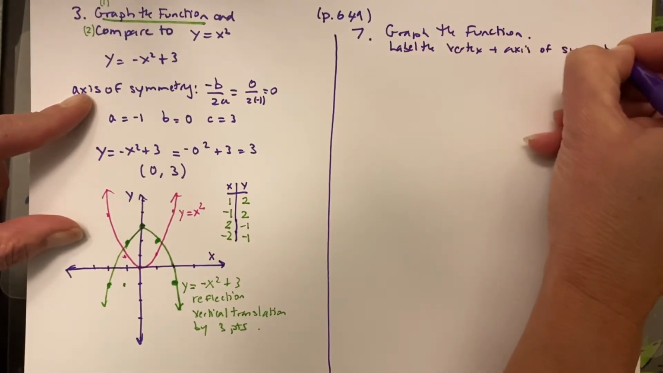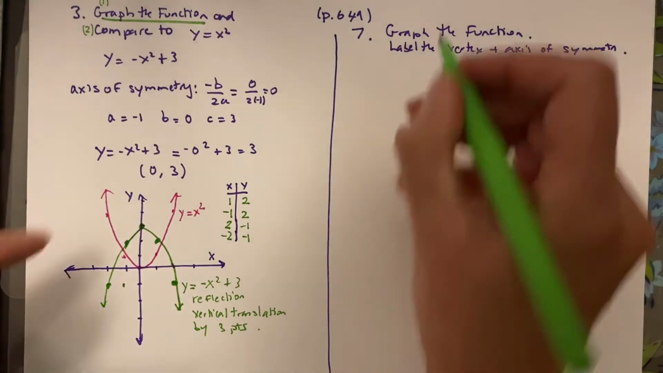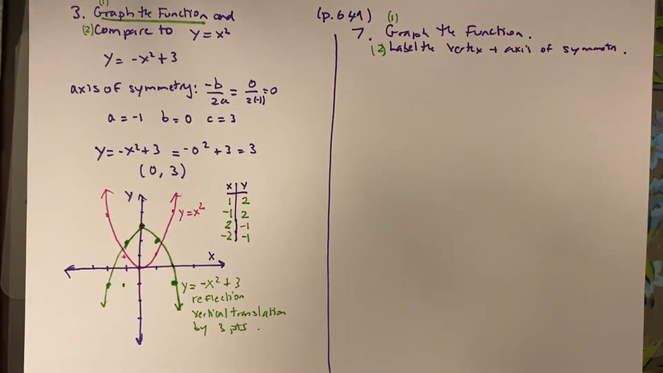Now you'll notice, again, this is about reading directions. It gives you two things. Graph the function, number 1. 2, label. Don't just let it say, hey, it's obvious, Mrs. Gerdes, you should see it. You actually physically have to label it.